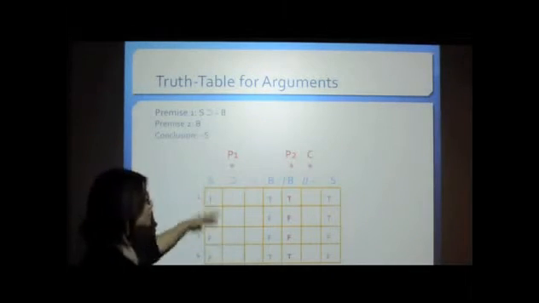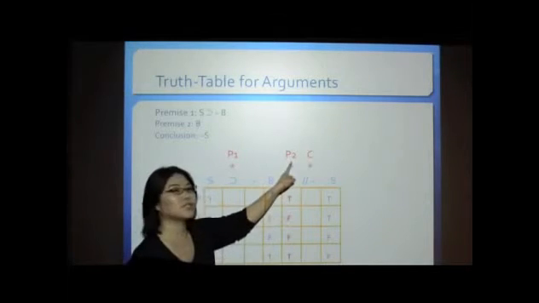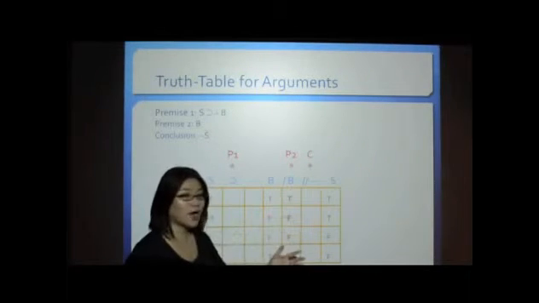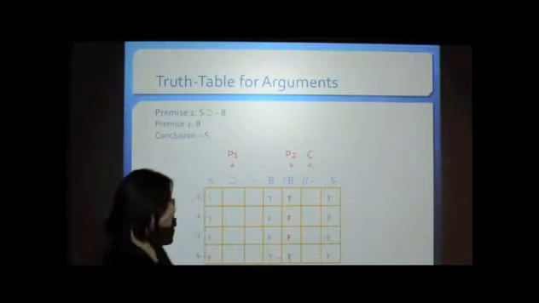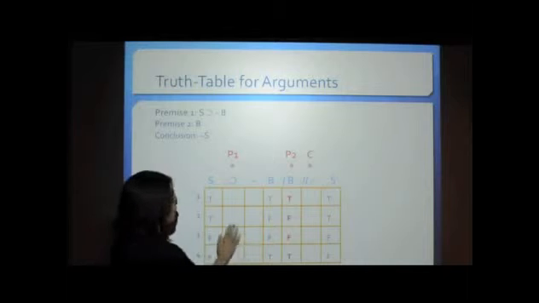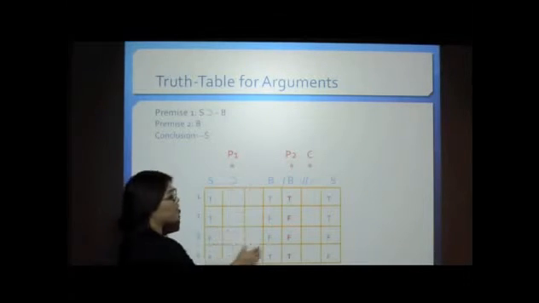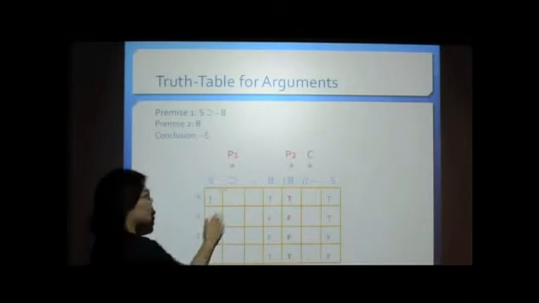Now that we've done so, notice that we immediately have the truth values for premise 2 already. Why? Because premise 2 is a simple statement. It's the simple statement B, okay? So we don't have to worry about determining the truth values for premise 2 anymore. What we have left, however, are the truth values that we need to determine for the rest of premise 1 and the rest of the conclusion, okay? So let's start here.